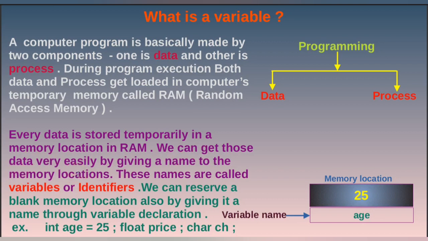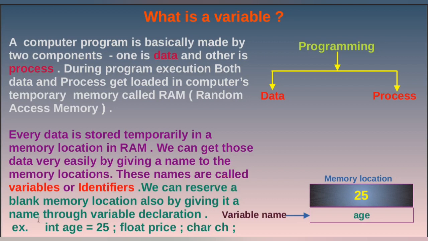Means if we want to get the data in our use, then we can use it through any name that we give in our program to that data. These names are called variables or identifiers. So the names which we give to any data in our program are called variables or identifiers, because it identifies some value.